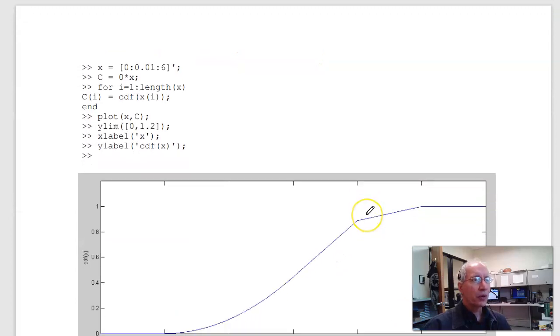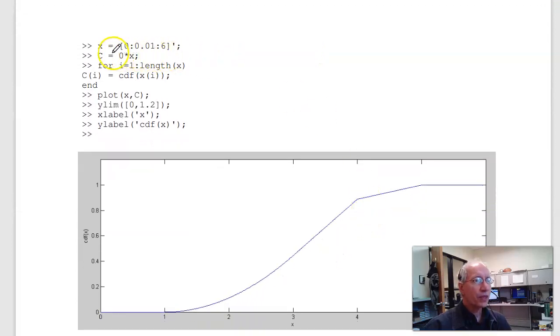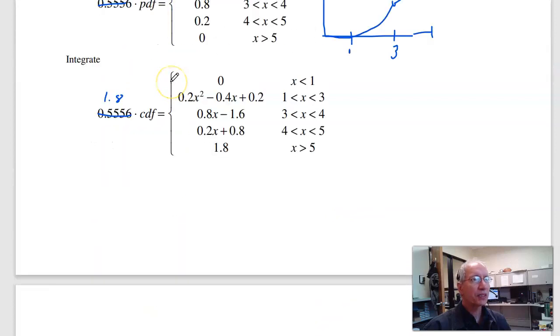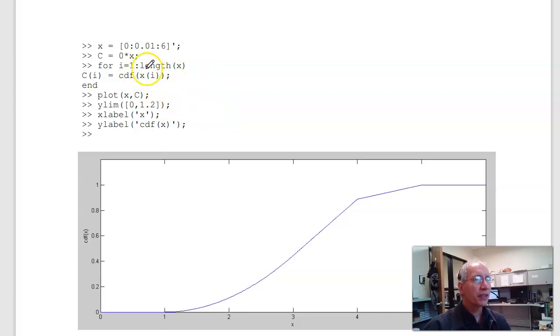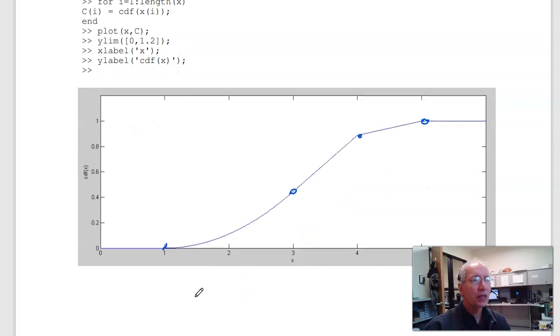In terms of programming it, if we take x between 0 and 6, I come up with a function in MATLAB that does this: given x, find the CDF and plot it. Here's what you get. And notice, at 1 it's continuous, at 3 it's continuous, at 4 it's continuous, and 5 continuous. The slope might change, but it's got to be continuous. So there's my CDF.